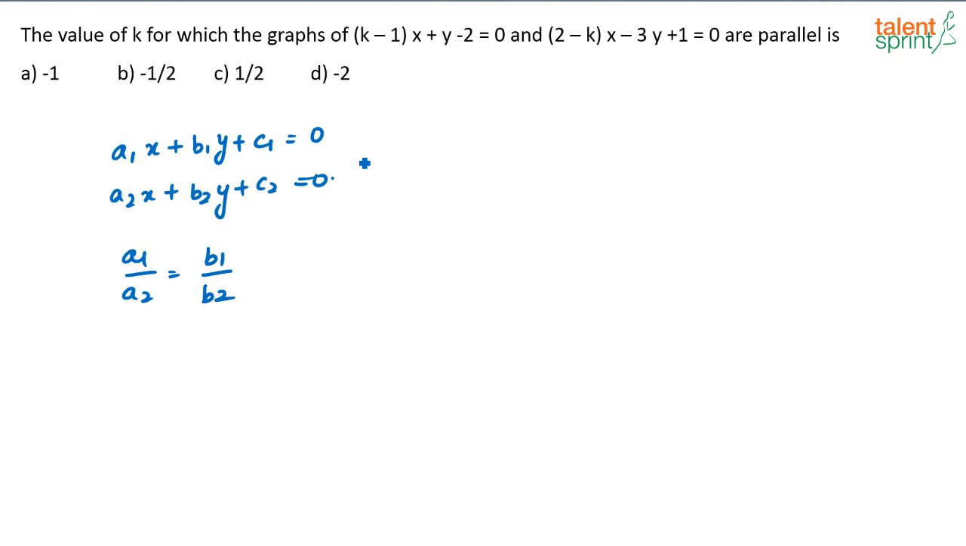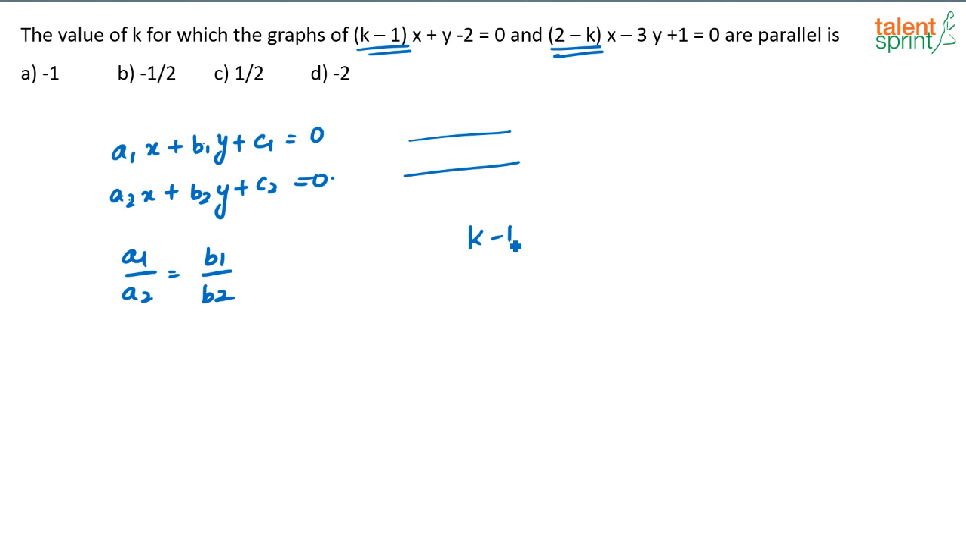So if you have two set of lines A1x plus B1y plus C1 is equal to 0 and A2x plus B2y plus C2 is equal to 0, these two system of lines are said to be parallel to each other if A1 by A2, that is the coefficient of x divided, right. A1 by A2 equals B1 by B2. So here what is A1? A1 is k minus 1. What is A2? A2 is 2 minus k, right. So just put in these values here, that's all.